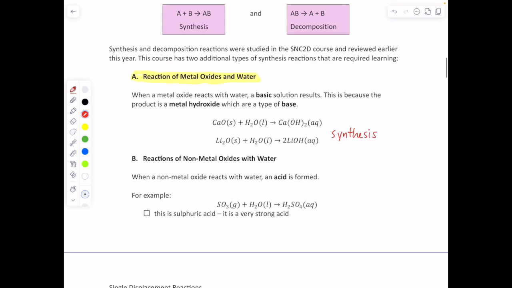We also have reactions between nonmetal oxides with water. When a nonmetal oxide reacts with water, an acid is formed. In this first example, we have SO3 reacting with H2O, producing H2SO4. A plus B produces an entity, AB.